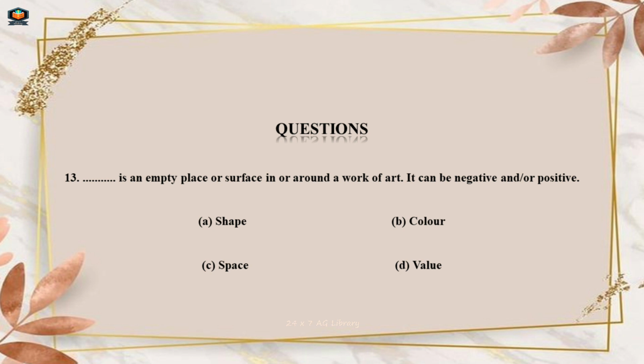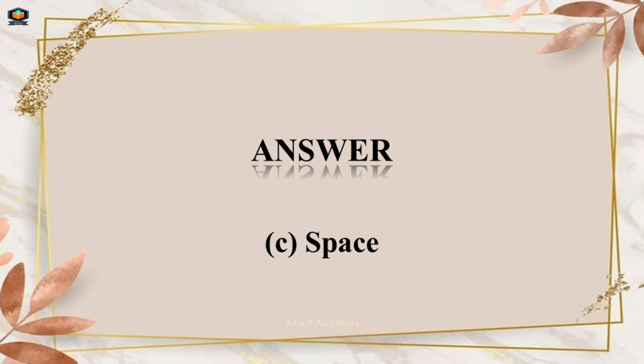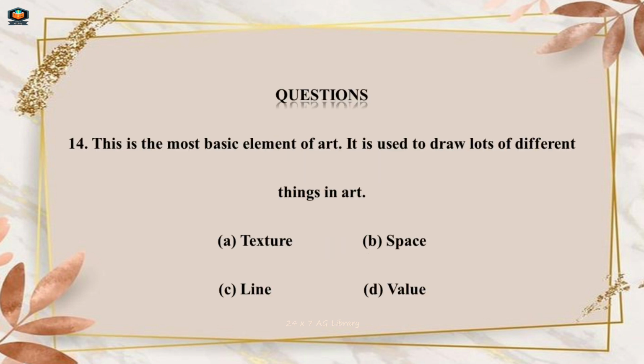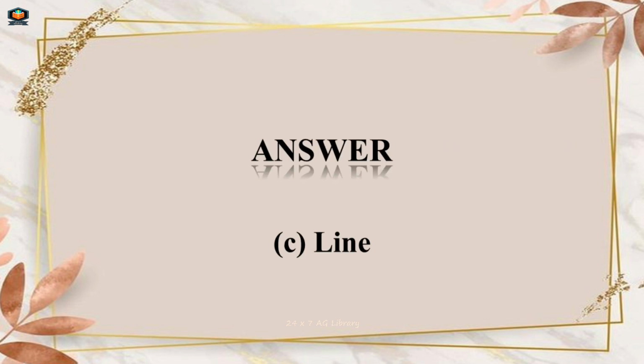Question 13. Which is an empty place or surface in or around a work of art? It can be negative and or positive. A. Shape. B. Color. C. Space. D. Value. Answer. C. Space. Question 14. This is the most basic element of art. It is used to draw lots of different things in art. A. Texture. B. Space. C. Line. D. Value. Answer. C. Line.